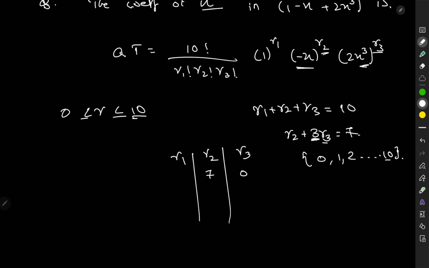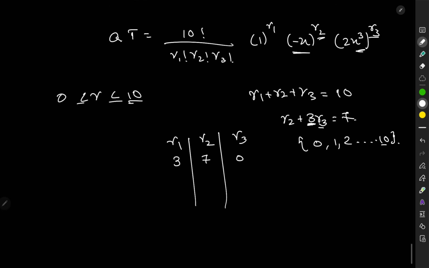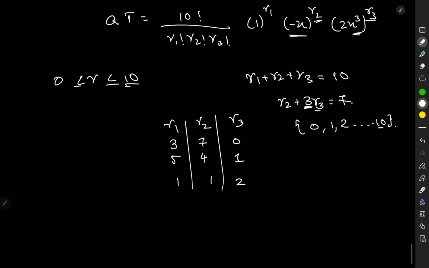Similarly, I can write r3 as 1. So we'll get r2 as 4 and r1 as 5. Similarly, 2, 1 and 1. So similarly for 3, what will come here? It will be negative, so we will terminate before this itself.